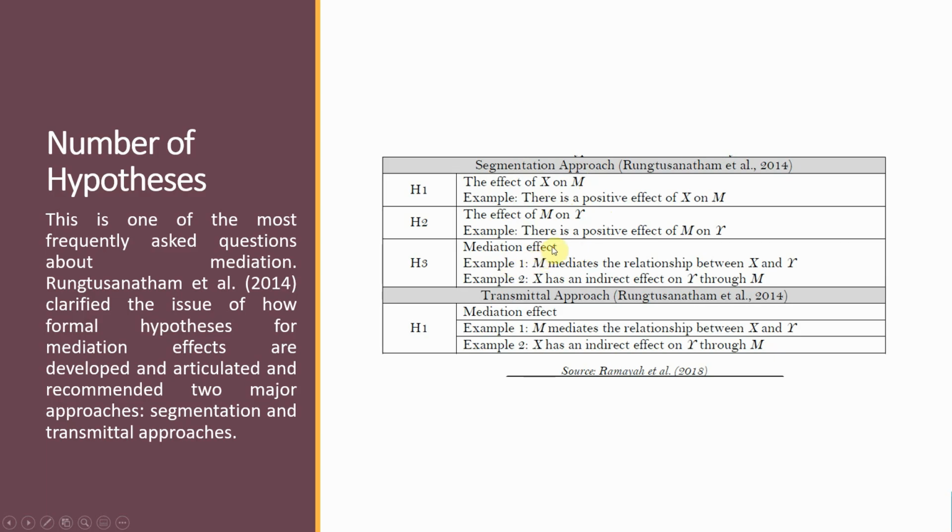You see, there is no direct effect. There is no hypothesis on the path C or C complement, and we'll be discussing that later as well. It's not that you cannot propose the hypothesis, but we'll be looking at that in coming slides. So there is your mediation hypothesis or mediation effect: M mediates the relationship between X and Y, or X has an indirect effect on Y through M. And then there is transmittal approach, in which we neglect the first and second hypothesis and we are just proposing our mediation effect or mediation hypothesis.